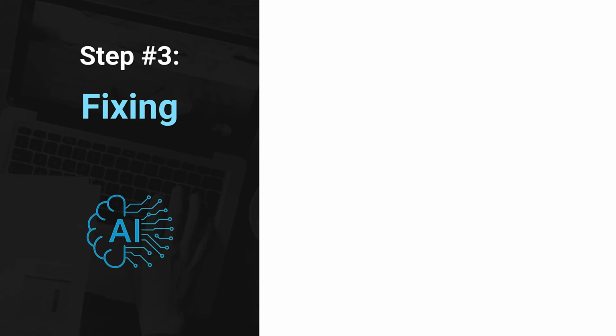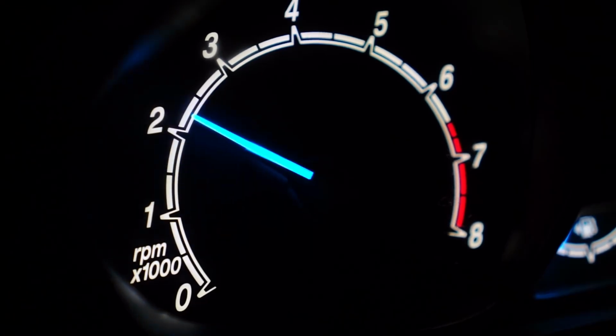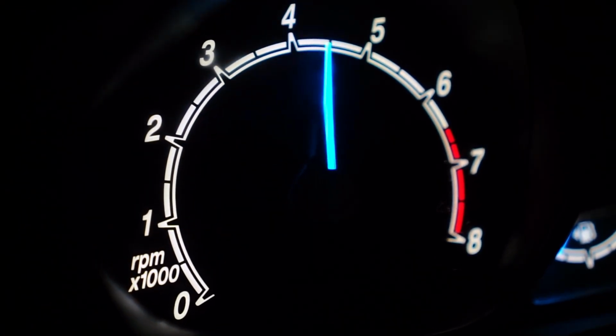All right, now it's time for the fun part. Step number 3, fixing the problems that AI uncovered. And the good news is you usually don't need to rebuild your whole site or start from scratch. You just need to make a few intentional high-impact changes based upon what AI discovered, the kind of changes that really move the needle. And here's the next prompt to use inside ChatGPT.